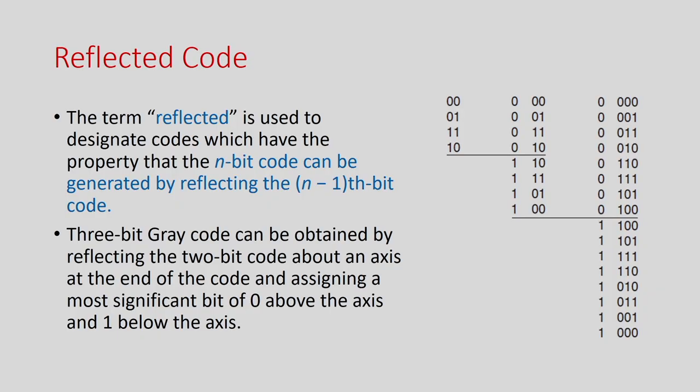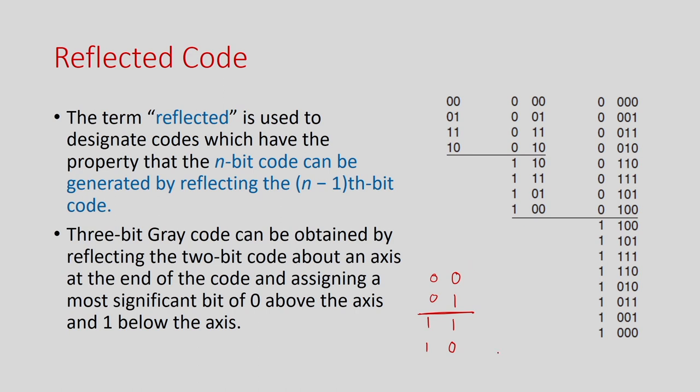this is a very useful property that once you try to construct an n plus 1 bit code from an n bit code, you just have to reflect it, okay. So let me explain. Suppose you know that the 1 bit gray code is 01, okay. Now I want to create a 2 bit gray code, right. So that means for 4 numbers. What I will do, I will just reflect this. If I just put a mirror here, then 1 will come here, 0 will come here, right. So now I will put 0 here, 1 here.